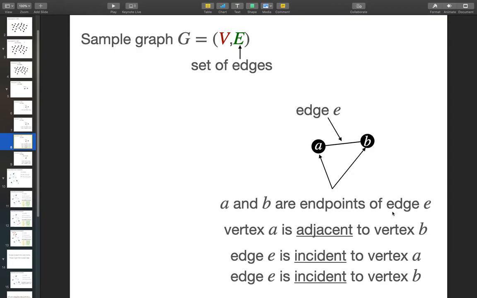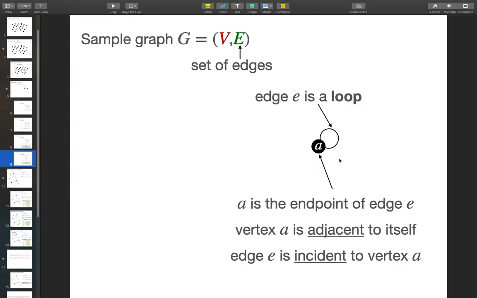Usually, an edge is associated with two distinct vertices. Pero, pwede rin magkaroon ng case na an edge connects a vertex to itself. So, ang special na term for such an edge is a loop. So, going back to the terms introduced earlier, we see that vertex A is the endpoint of edge E. Vertex A is adjacent to itself, and edge E is incident to vertex A.